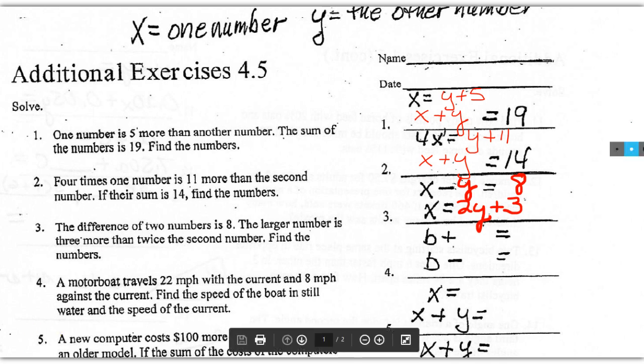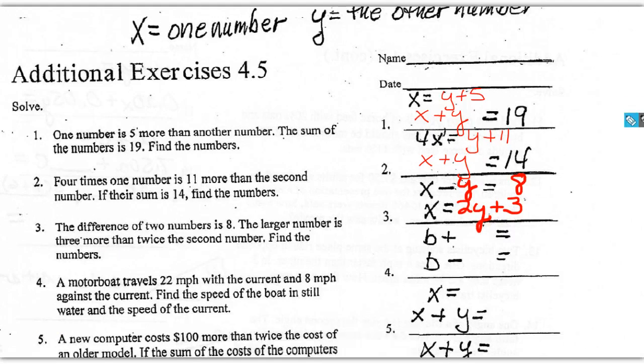Now for number 4, had to read this carefully. You have a motorboat that's traveling 22 miles per hour with the current and 8 miles an hour against the current. So you had to think about this one a little bit.